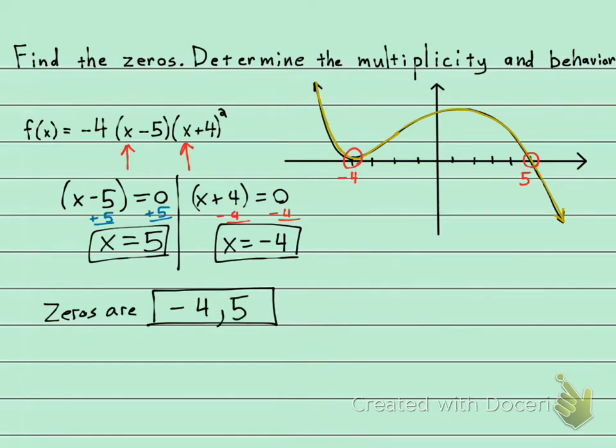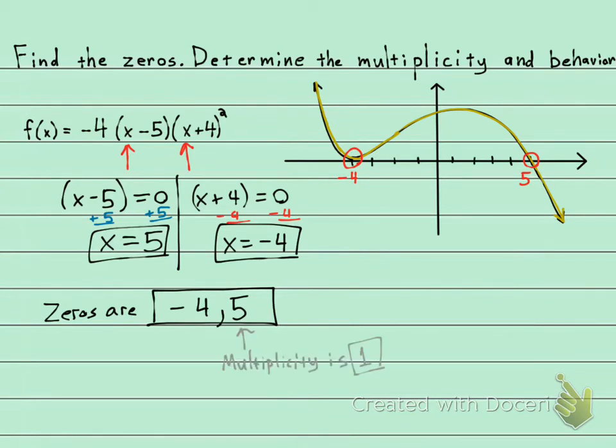Now, the next thing they're going to do is they're going to ask the multiplicity. The multiplicity is how many times that zero happens. So if we look at the x equals 5, and we look at this factor where it came from, okay, this only happens once. So the multiplicity of 5 is 1.